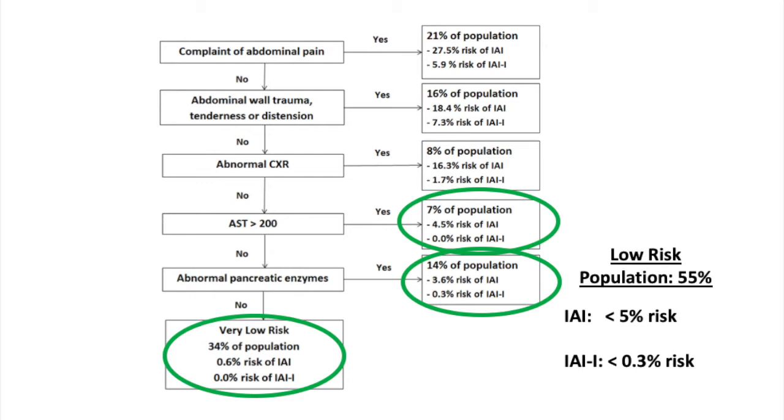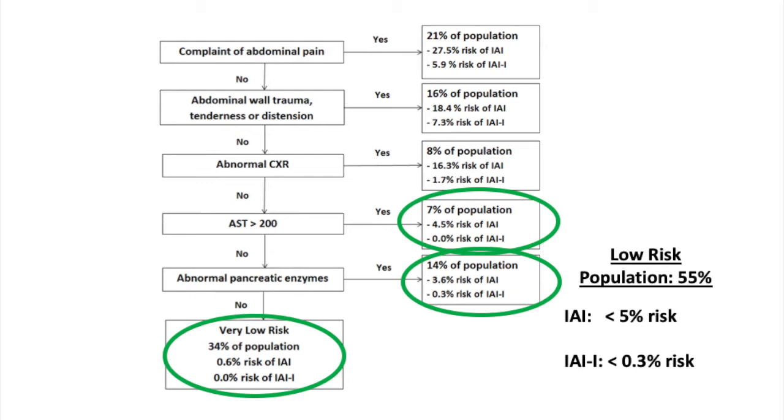As you can see from the slide, approximately 1/3 of the patients were identified as very low risk, meaning none of the variables were positive. Those patients had a 0.6% risk of an intra-abdominal injury and a 0% risk of intra-abdominal injury requiring intervention. An additional 21% of the population were thought to be low risk.